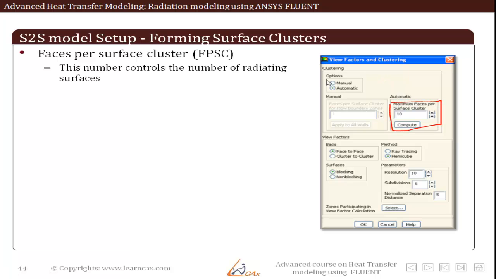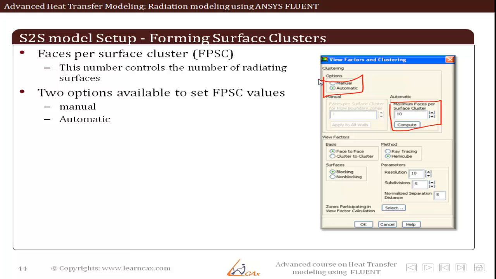There are two options to set the faces per surface cluster value, manual or automatic. For manual, we need to set an FPSC value, which is the faces per surface cluster value, for all flow boundaries in the faces per surface cluster for flow boundary zones number entry box in the manual group box. This will apply to all walls.